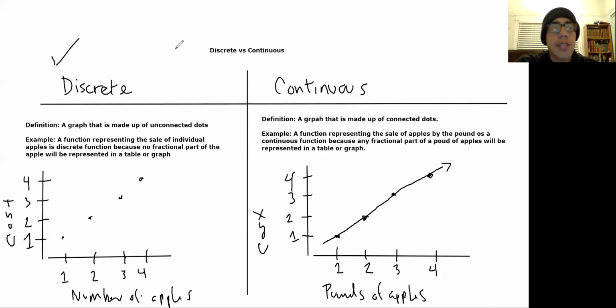So this represents a scenario where you would go to the store, and the store has 2 options, right? The store is either going to charge you the same amount for every single apple, no matter what the apple looks like, or the store can say, you know what, what we charge you depends on the amount of pounds, right? One of these is discrete and one of these is continuous, right? So in the example for discrete, it says a function representing the sale of individual apples is the discrete function because no fractional part of an apple will be represented in the table or the graph.